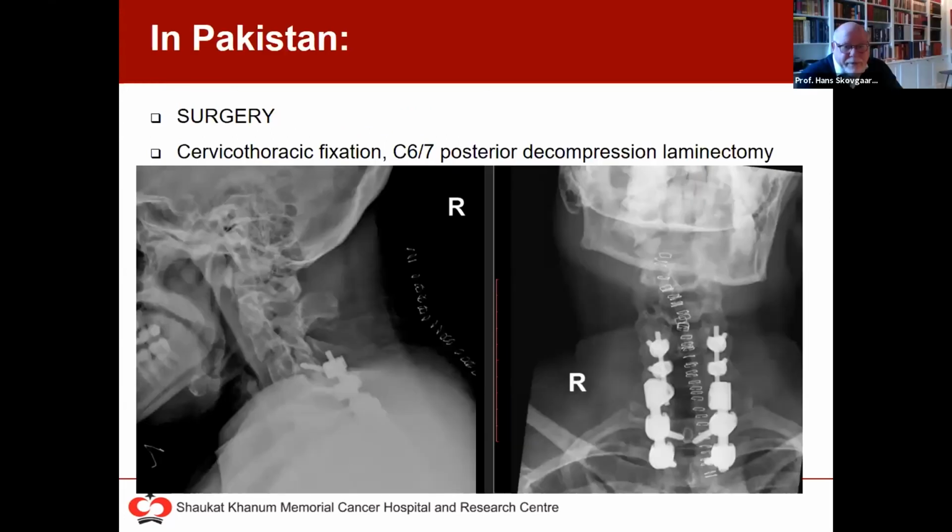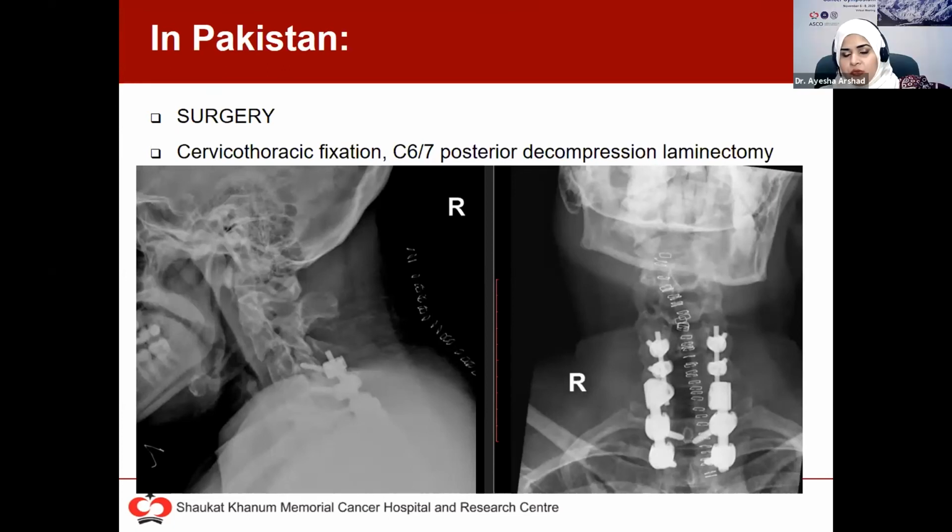So, fantastic. This is the post-op X-ray. It was a cervicothoracic fixation with C6-7 decompression laminectomy. And she's doing well. Yeah, she's ECOG 0 at the moment. The wound healed very well. So let's see. She's on chemotherapy at the moment.